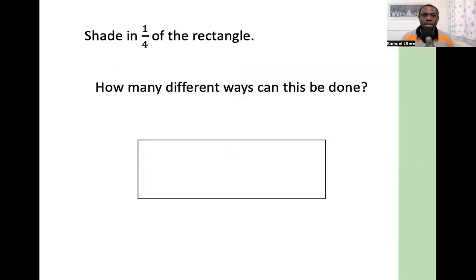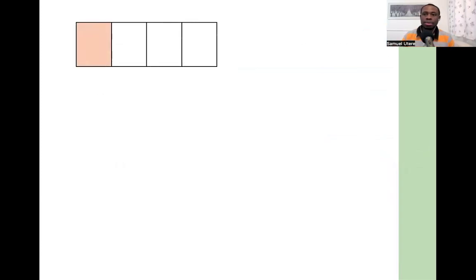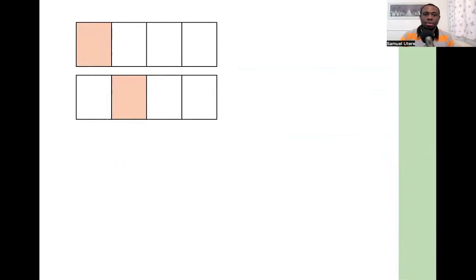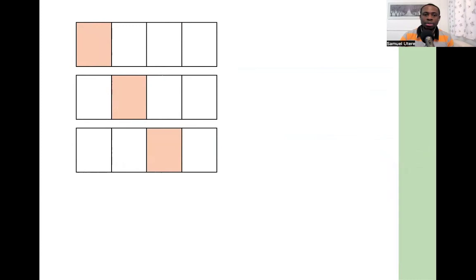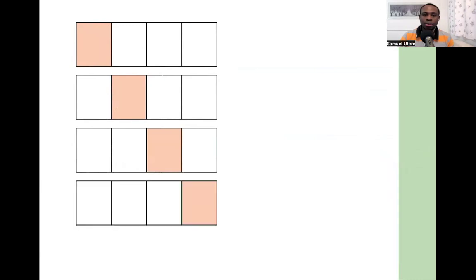Let's do some new learning. If I ask you to shade in a quarter of the rectangle, how many different ways can this be done? Have a think. Well, we could have the rectangle in this form. That could also be a quarter. That part shaded is also a quarter, and the last part is also a quarter.